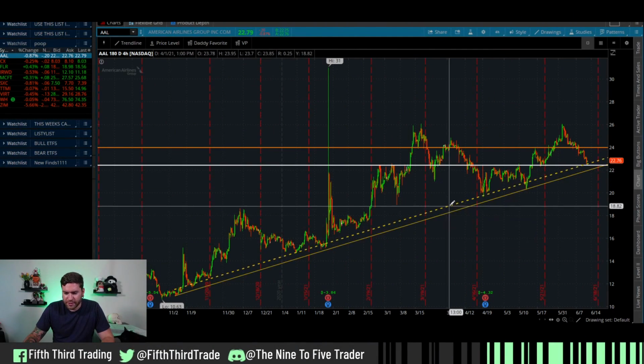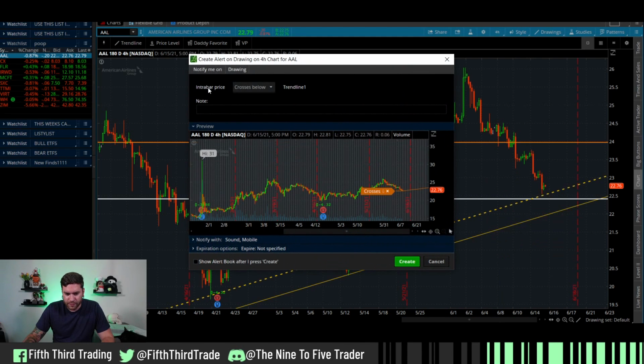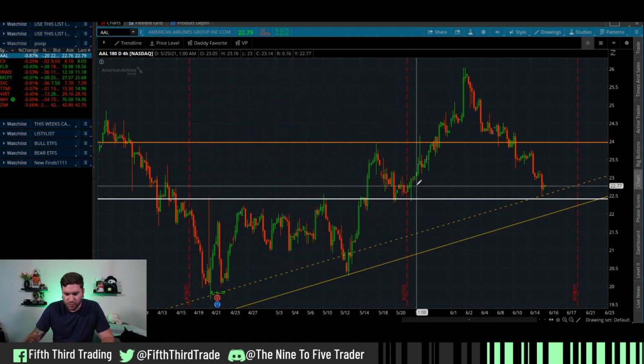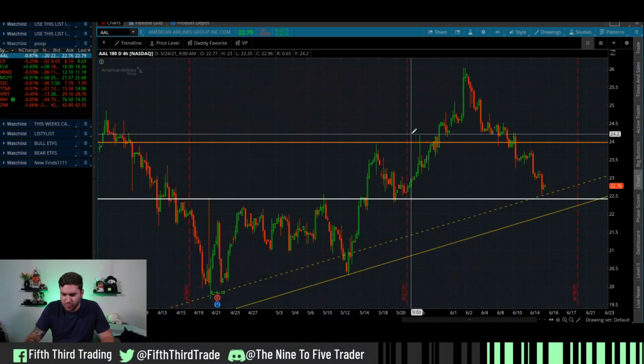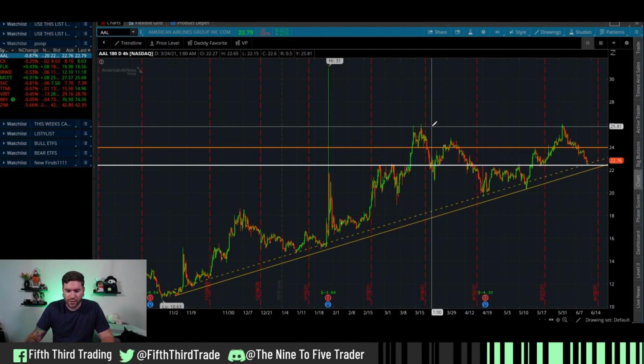What I like to do also, this is another good thing for you newbies. Right click this line, add an alert on this drawing, in bar price, cross it below trend line. Now instead of watching AAL all tomorrow, guess what's going to happen? I'm going to chill until it goes off. Until AAL hits that alert, I'm not going to look at it. That's my plan. So there's no more worrying, no more like, I hope I don't miss the move. You're not going to miss it. You'll have an alert when it crosses beneath it.